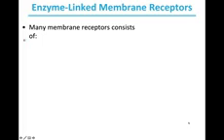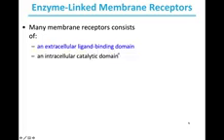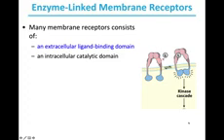Many membrane receptors consist of an extracellular ligand binding domain and an intracellular catalytic domain. For example, receptor tyrosine kinases have an extracellular ligand binding domain on the exterior of the cell. This domain is bound by a ligand which activates the receptor. The activation of the receptor activates the intracellular catalytic domain. The catalytic domain has enzymatic activity.